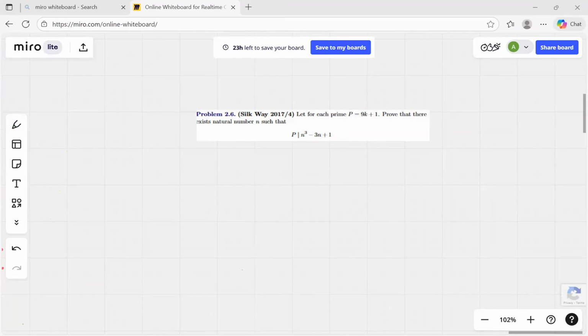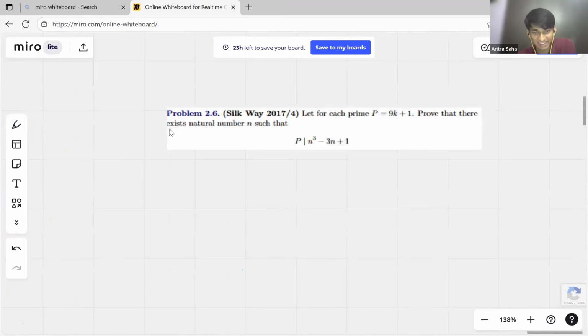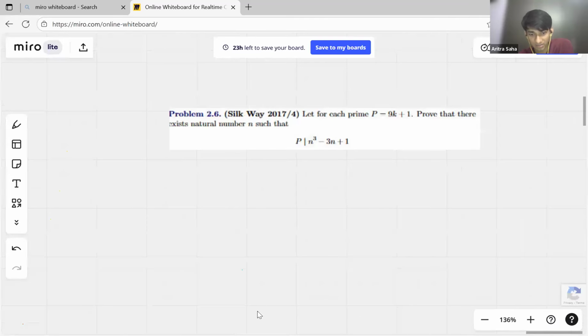The problem is not visible. But you can't see the problem? No, it's partially visible. Do you mean, does there exist a natural number n such that this happens if p is 9k plus 1? Okay, okay.